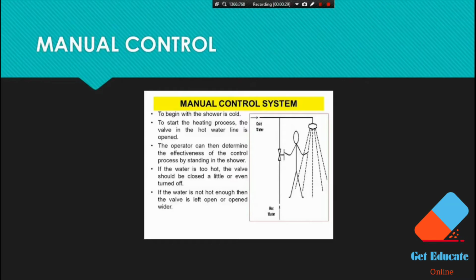In the manual control system, you can see here a man standing, controlling the temperature of a shower by controlling the hot water valve line. If the desired temperature is not fulfilled, he will open or close the hot water line. If the temperature is to be increased, then the hot water valve should be opened wider. This is known as a manual control system, where a man is manually controlling the valve.